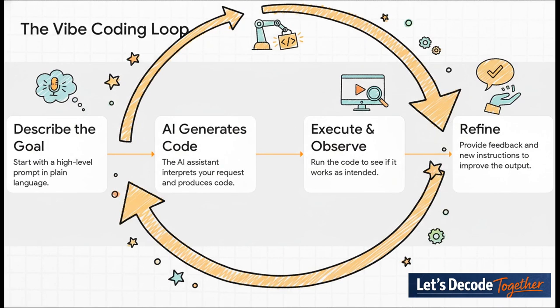And the whole process works in this really fast, tight loop. It's like a back and forth. Step 1, you describe what you want. Step 2, the AI spits out the code. Step 3, you run it and see what happens. Step 4, you give feedback. Hey, make that button bigger. Change that text. Actually add this feature. You just keep going around and around in that loop, refining and tweaking until it's perfect.